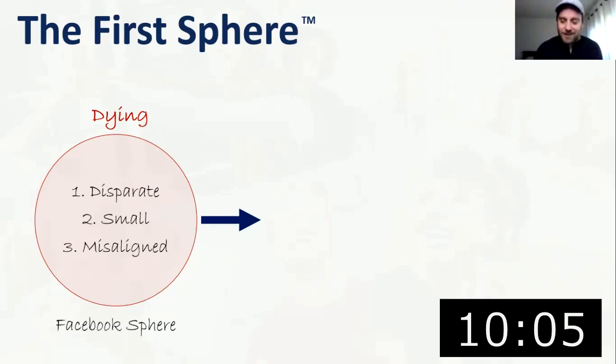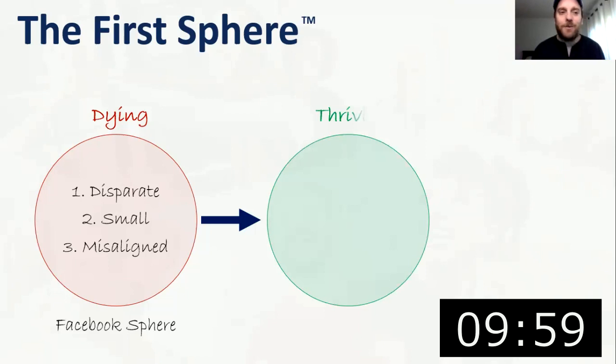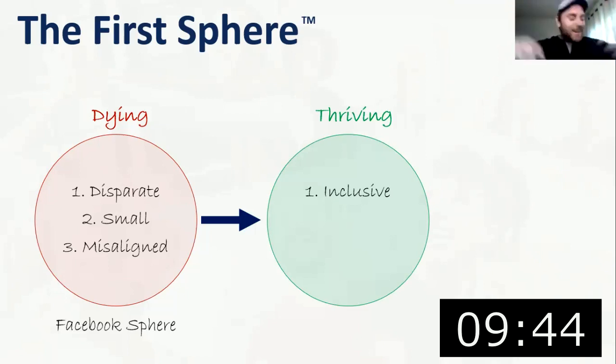Your goal can be to change this in 2021. What if your Facebook sphere was like this? What if it was not dying, but thriving? What if instead of being disparate, it was inclusive? Like everybody belonged for a strong reason. They're all local. They're all passionate. They're all entrepreneurs. They all share the same faith, the same passions, the same values. Whatever it is, they're together for a reason.